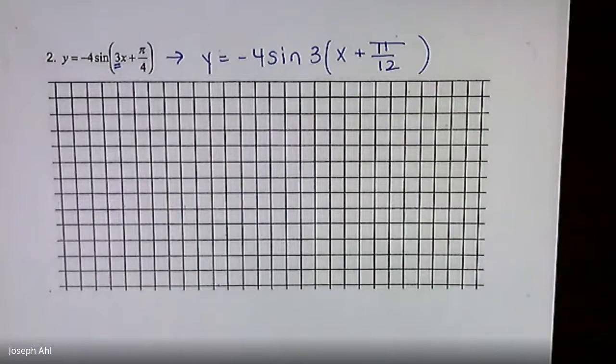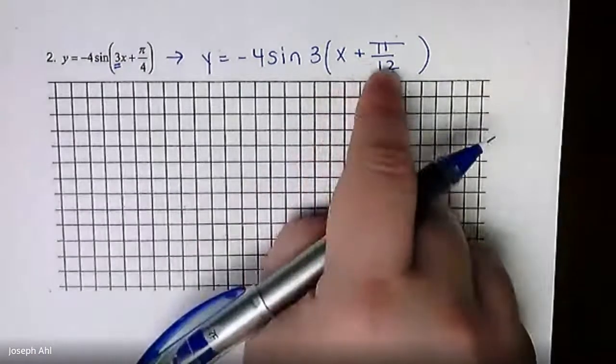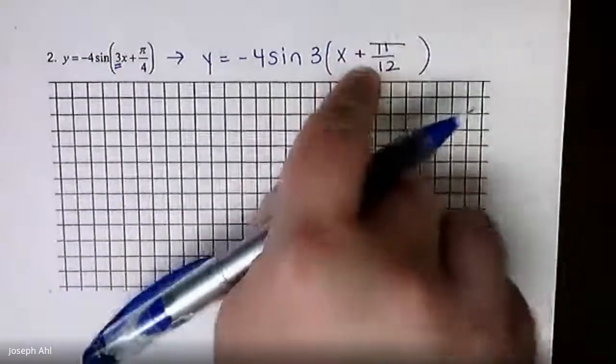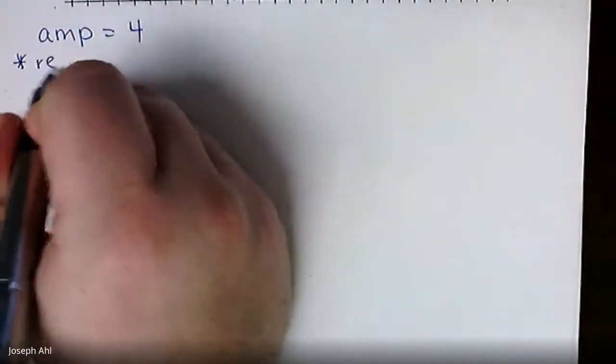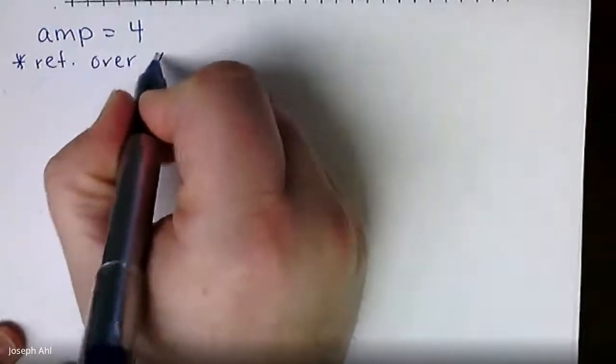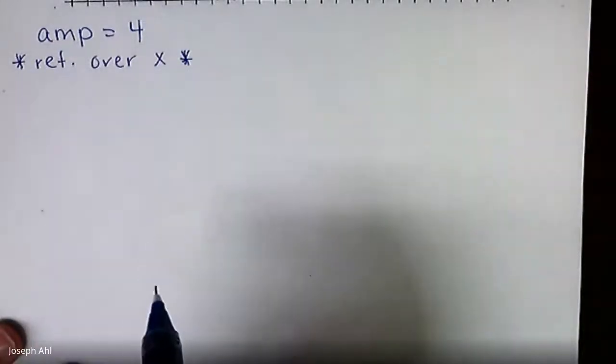So taking out that frequency, now I can clearly see that the phase shift is to the left, and that's pi over 12. Okay. So let's start identifying some of the same info that I listed earlier. The amplitude is not -4, it's actually +4. But I think it's worthy of making a note here that the negative out front means to reflect it over the x-axis. We can't forget that part of it.